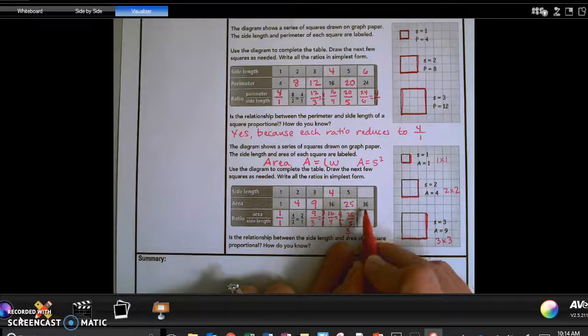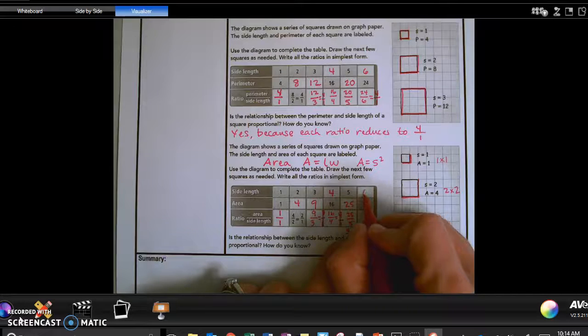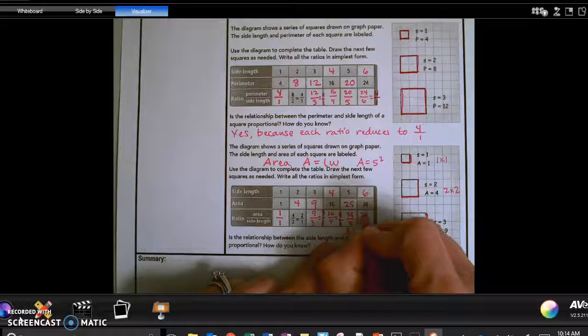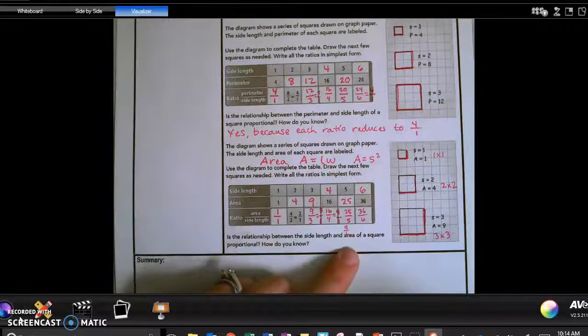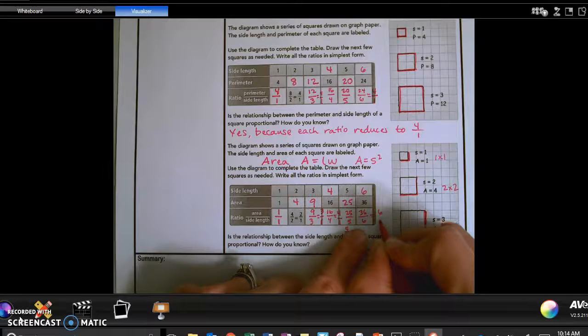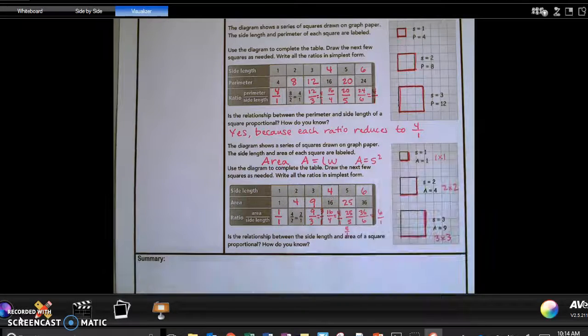And finally, if I have a side length of 6, that means side length times side length equals 36. Well, I know that 6 times 6 is 36. So if I write this as a ratio of 36/6, I now have a ratio I can reduce, because 36 and 6 both have a common factor of 6. 36 divided by 6 is 6. 6 divided by 6 is 1.